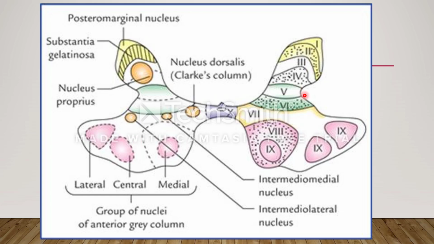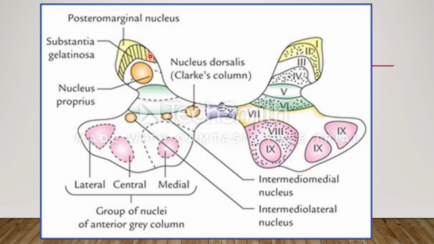Then in the middle part, or in the central part, or in the lateral gray column, there are again some nuclei which are named as intermediolateral and intermediomedial nucleus. So these are intermediate nucleus. The intermediate nucleus will be divided into two. This is the medial one, so it is named as intermediomedial, and this is the lateral one, so it is named as intermediolateral. In the posterior gray column, you can see many nerve cell groups.